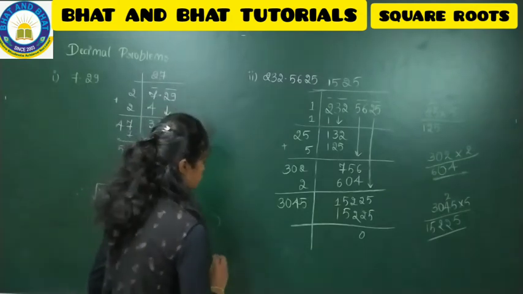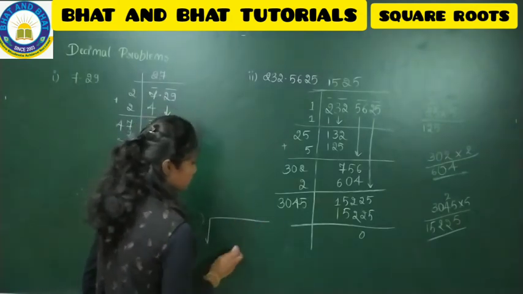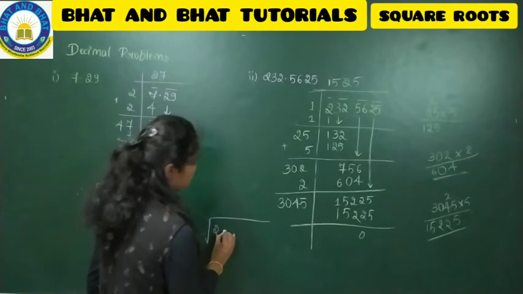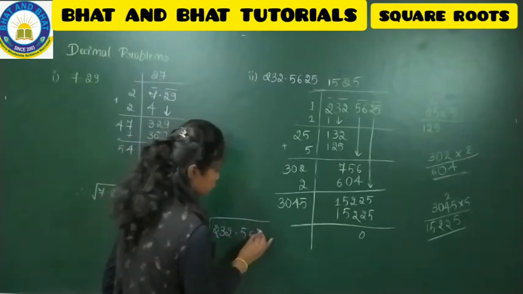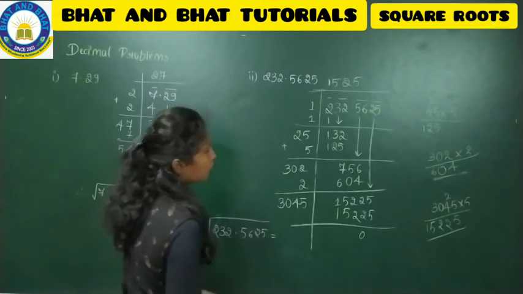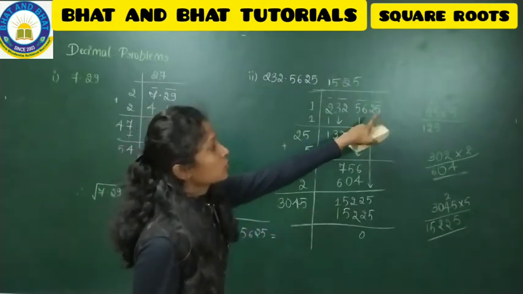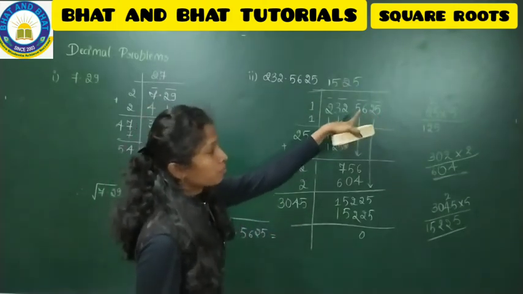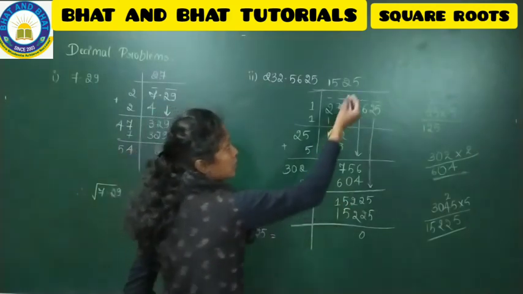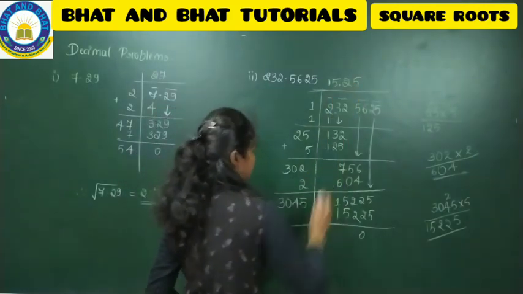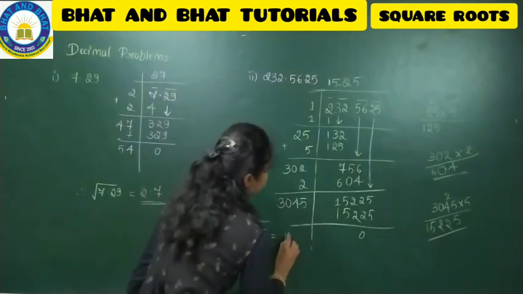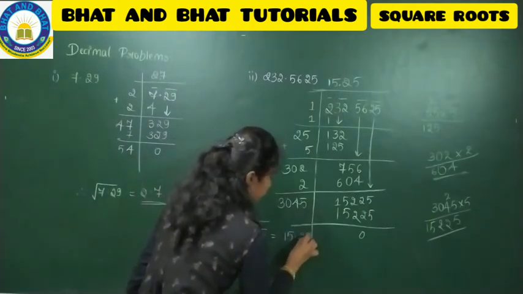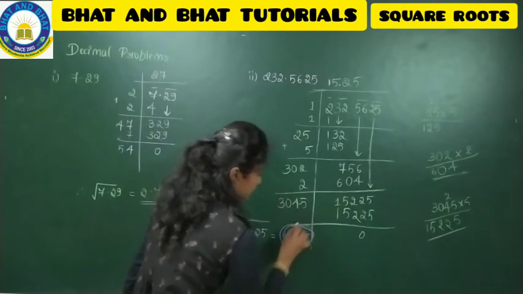See there, you have got 1525. So right over here, square root of 232.5625 is equal to this one. So this is one pair, this is two pair. After two numbers there is a point, so keep the point here, is equal to 15.25. This is your answer.